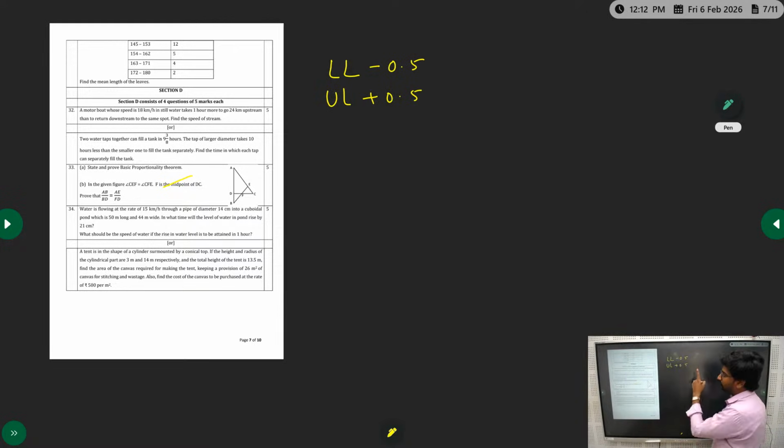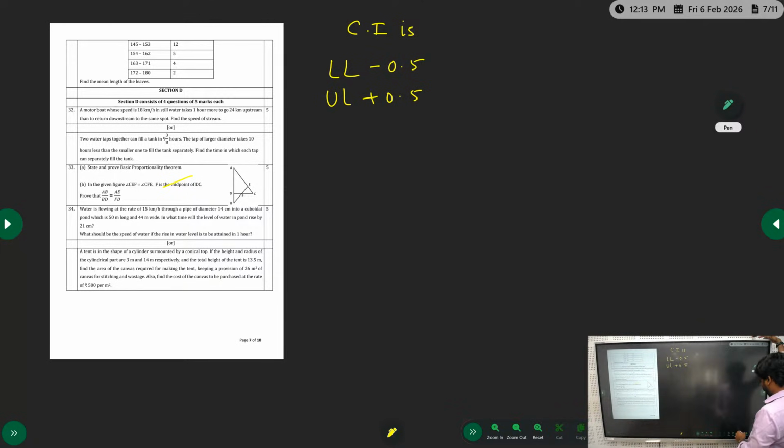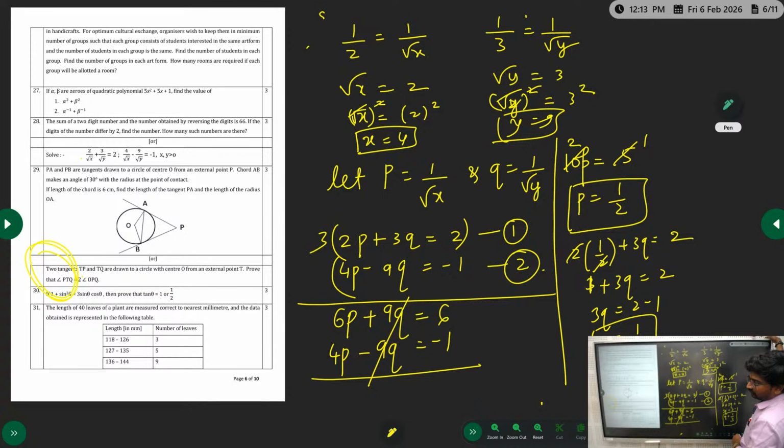Okay. So based on this only we should do now. Please note down the formula. If CI is discontinuous, then lower limit you do minus 0.5, upper limit plus 0.5. 118 to 126.